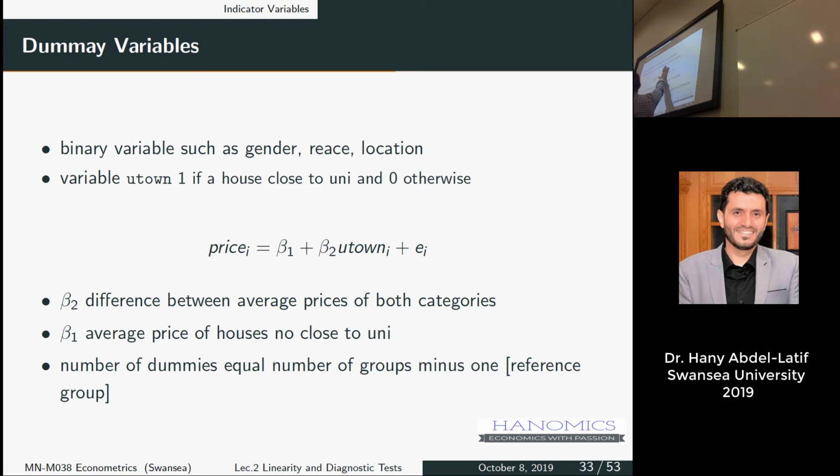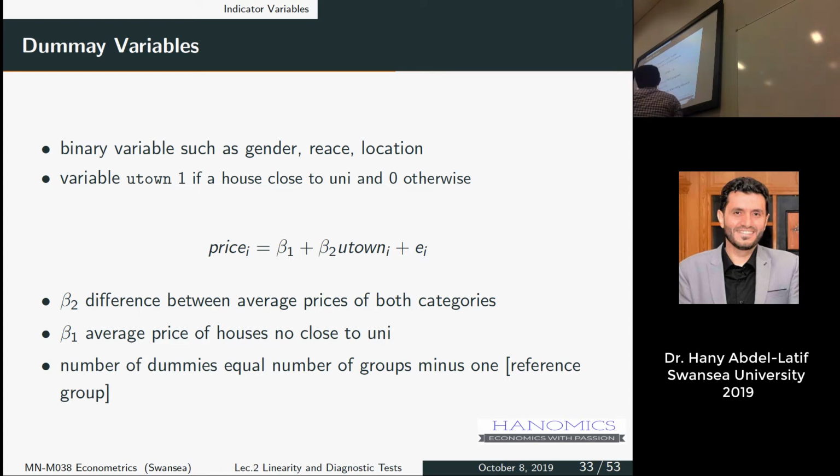If you drop this and look at just beta 1, beta 1 here is the average price of houses in this sample. But if you add this and estimate the model, beta 1 becomes the average price of houses that are not close to the university, because if this is 0, it means it's not close to the university.